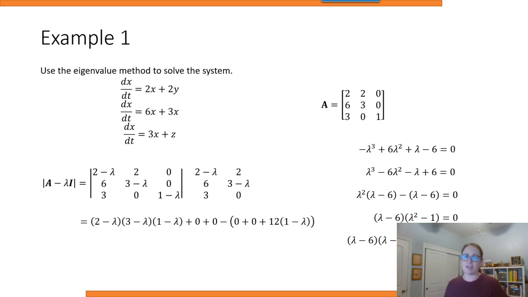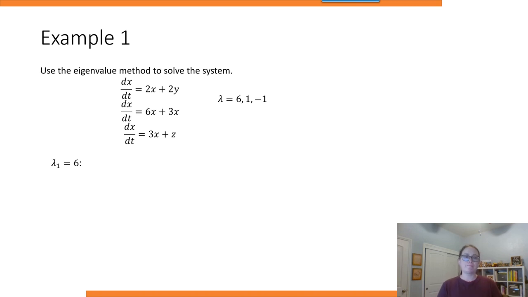And now I can identify my 3 eigenvalues. So I get 6, 1, and -1. I'm going to have to plug each one of these into the equation A minus lambda I times v equals 0 to get my eigenvectors. So let's start with the first one. Lambda 1 is going to equal 6.